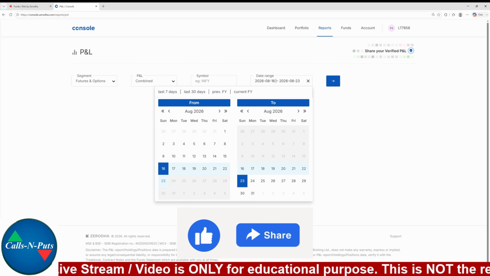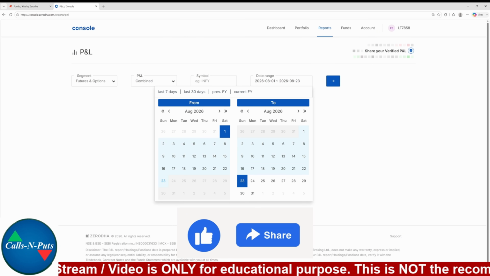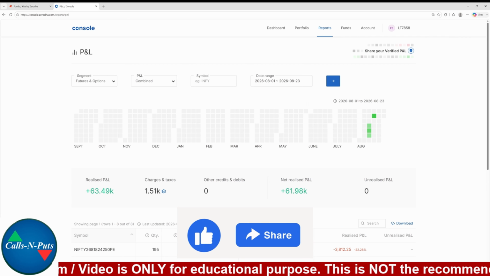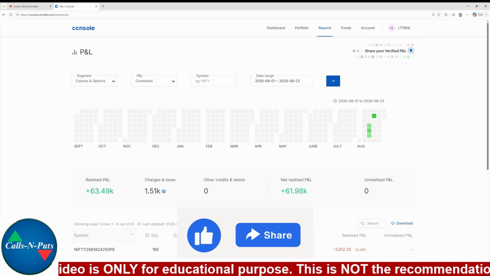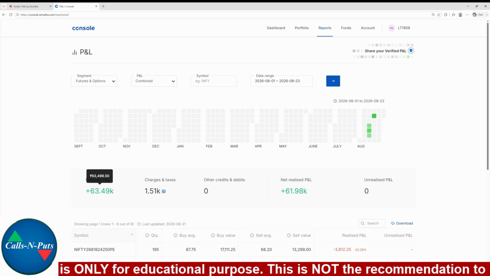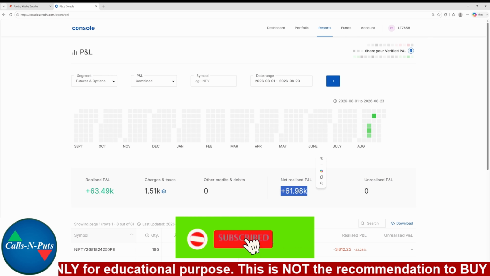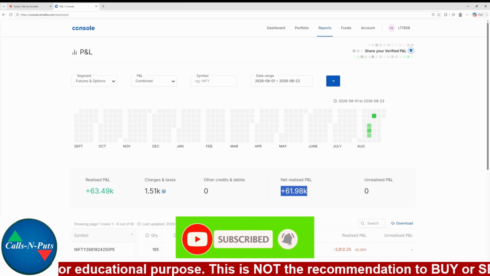Okay, so we are back on our PNL tab. Let's cross check one more time. Total realized PNL is around 63,000 and net PNL is around 62,000 in this month of August 2026.